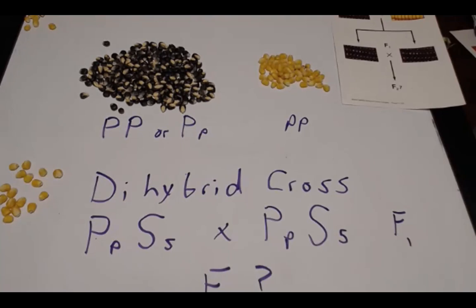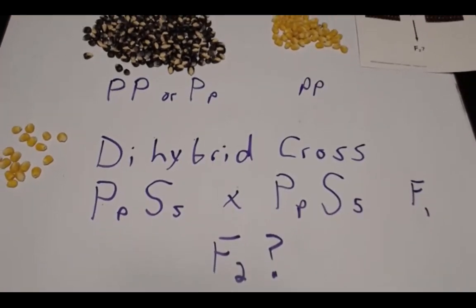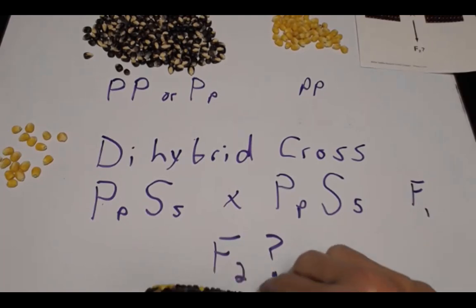We take those siblings, these heterozygous individuals in the F1, and my question to you is, what would we get in the F2? What would our F2 generation look like? So I brought a corn kernel in here that I'm going to send you home with.